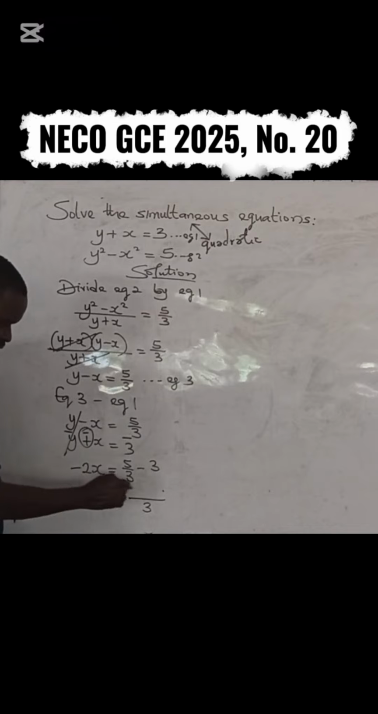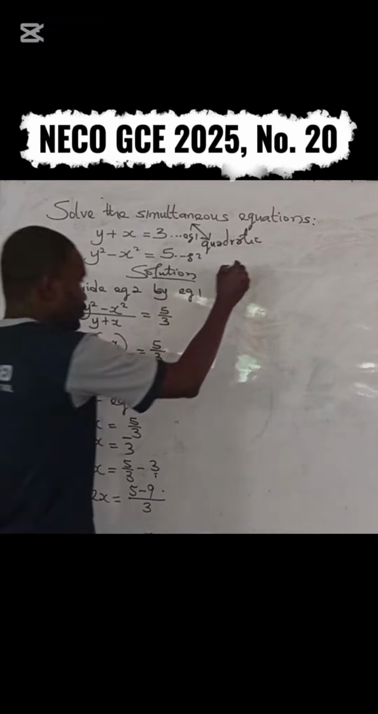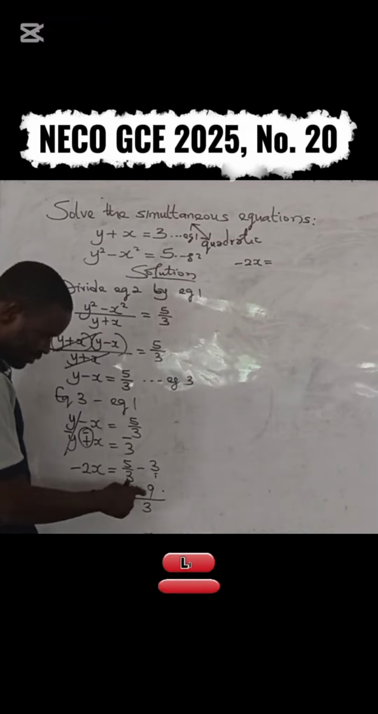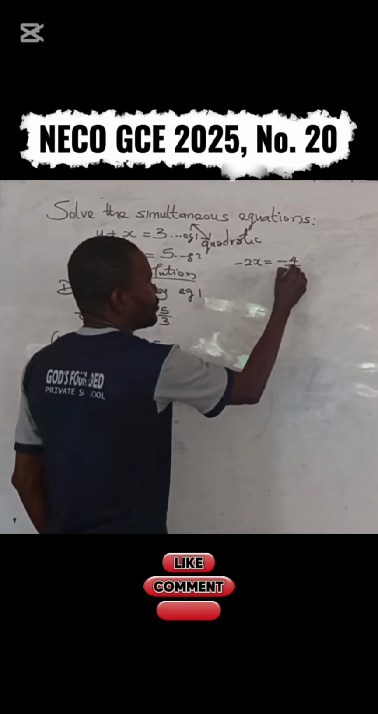So 3 in 3 is 1, 1 times 5 is 5. This is over 1 here. 1 in 3, so here we are going to have 9. So if you consider, we are going to have minus 2x equals 5 minus 9, that's minus 4, minus 4 over 3.